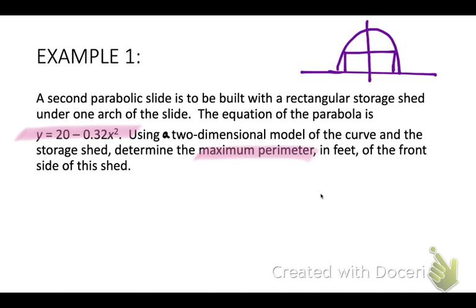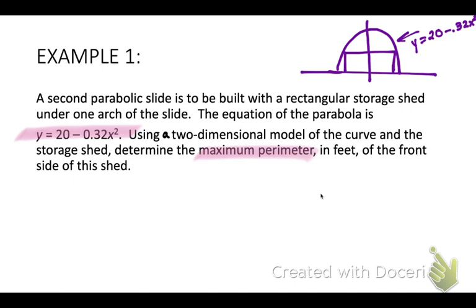Okay, so I know that the equation of this parabola is y equals 20 minus 0.32 x squared. I'm running out of space. I want to find the maximum perimeter of the front side of this shed. So now what we're going to do is label the vertices of my geometric figure. In this case, my geometric figure is the rectangle.